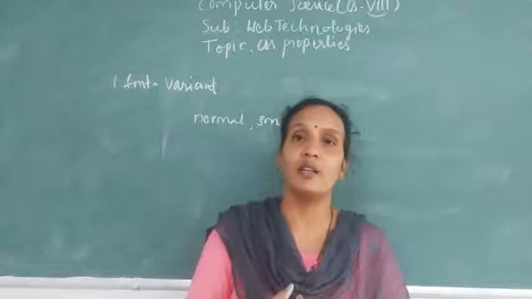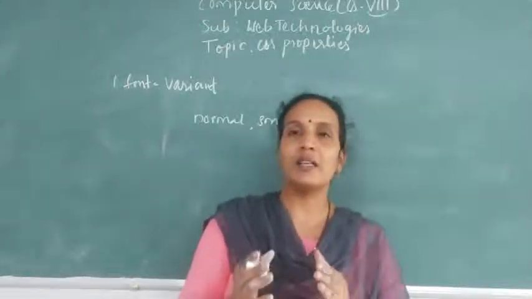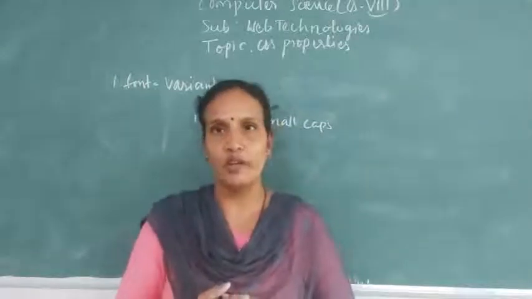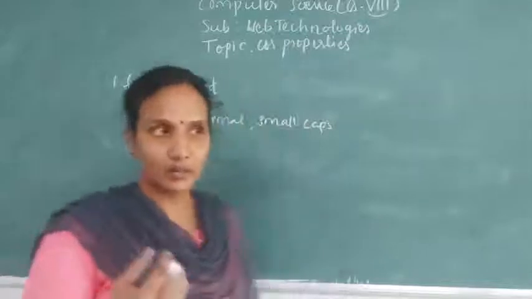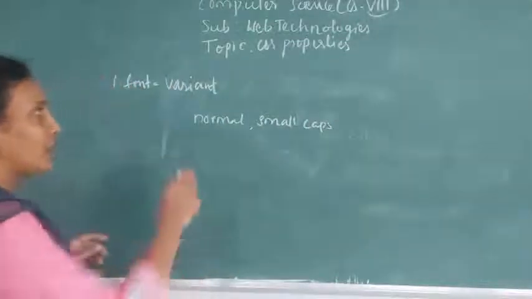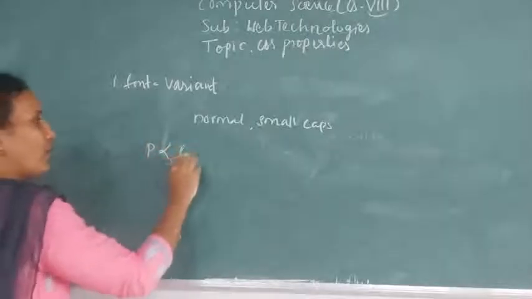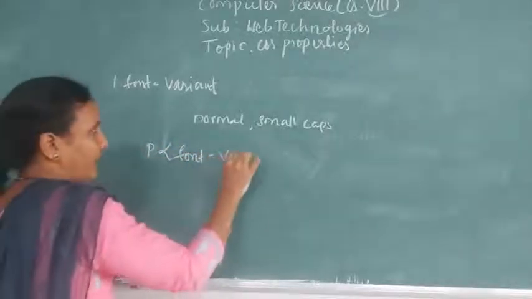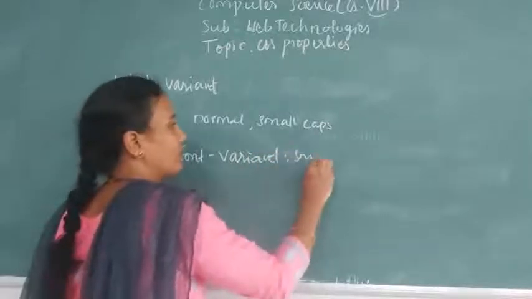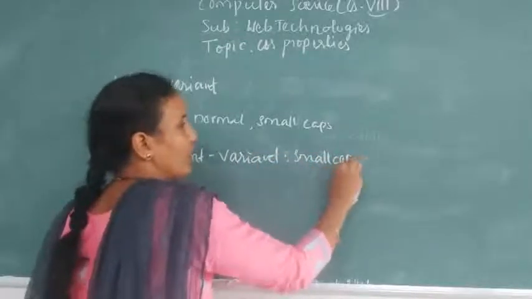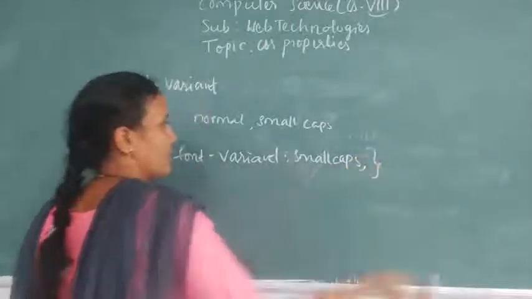So we can say that in a typewriter version, whatever font size you get is nothing but small caps. It is similar to capital letters, but the size of the text will be small. So here you can give two values. Property, again I am using a paragraph, font-variant. Value, I am giving small caps. I will show all these in the practical part. Semicolon, close this.